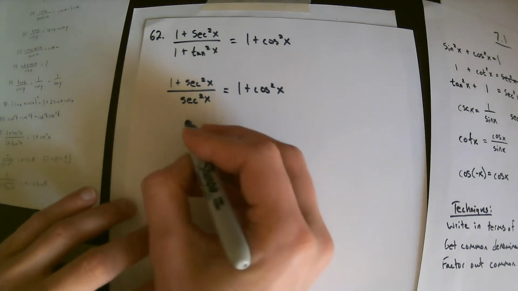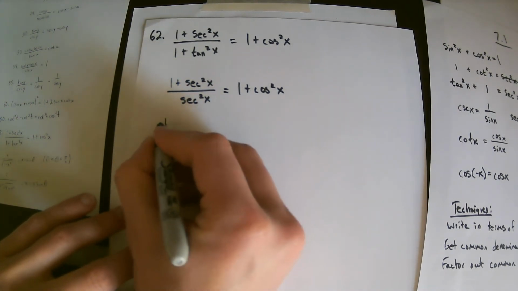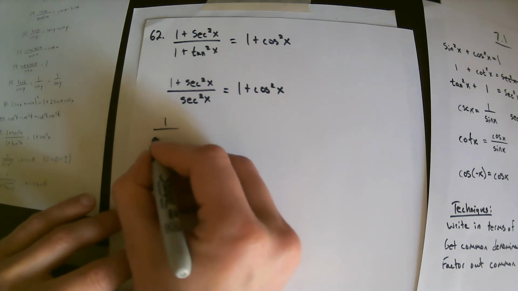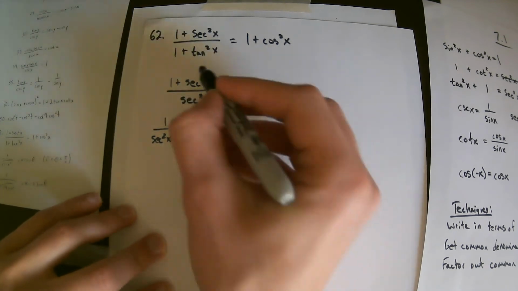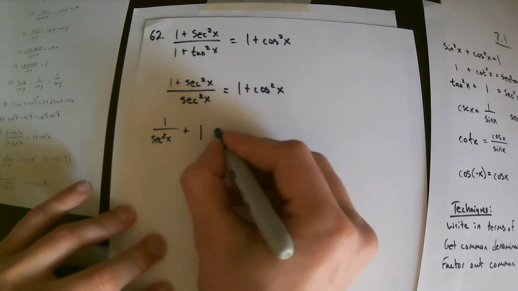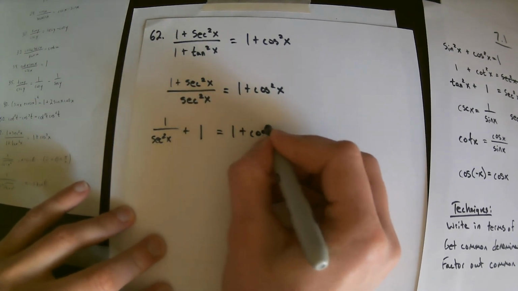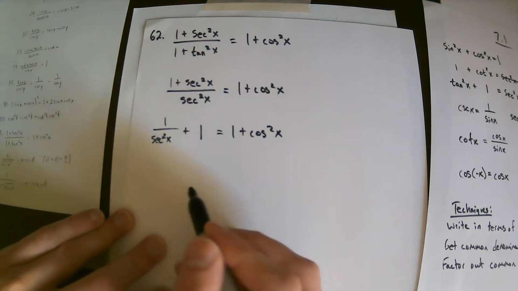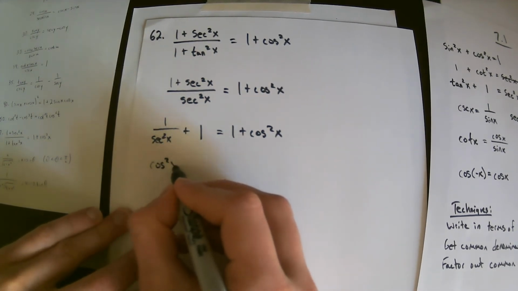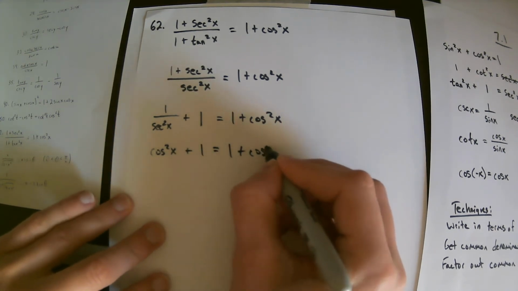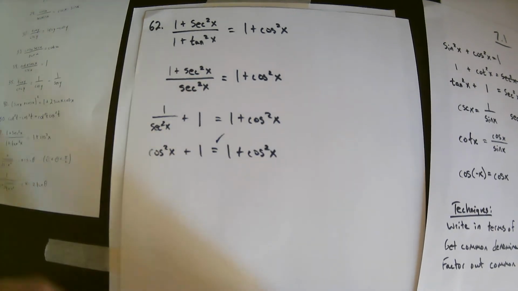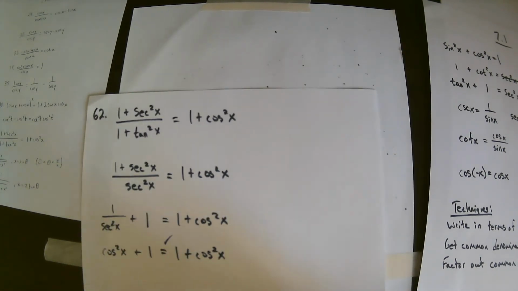Now, how about I split this fraction? It's got a common denominator, but what if I split it apart? 1 over secant squared x plus 1, right? Secant squared over secant squared is 1. But 1 over secant squared is cosine squared. And there we go. Much easier than the last one.